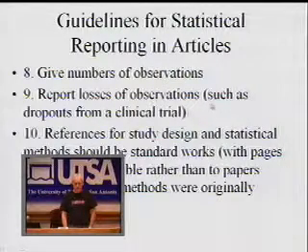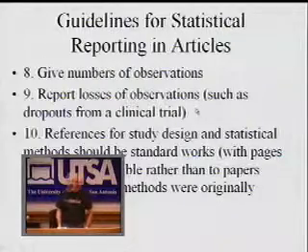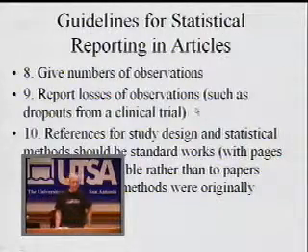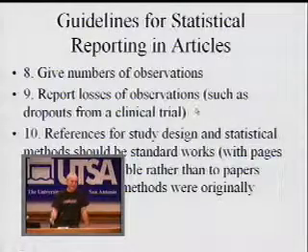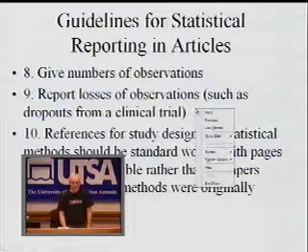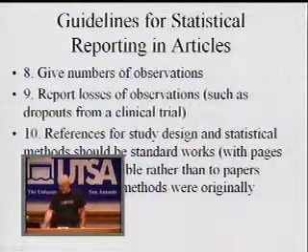Report the losses of observations, such as dropouts from the clinical trial. This is not always reported, so if you're doing cell culture and the cell culture becomes contaminated and you lose it, you discard it, you don't include it in the study, rarely do you ever see that reported in a publication. So what are the universalities of these? Do we always have to report that?